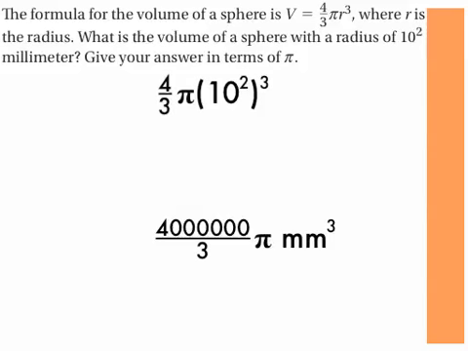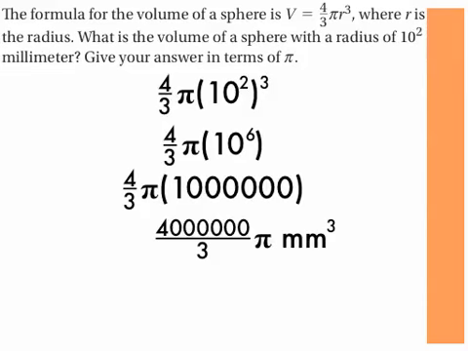First thing I need to do is go ahead and plug in 10 squared for the radius. Notice that I have a power to a power, 10 squared raised to the third power. Right now I'm just going to keep bringing down 4/3 and then times pi. So when I multiply 2 times 3, I would get 10 to the 6th power. Well, 10 to the 6th power is written as 1 million. Then I can go ahead and combine. I can multiply 1 million times 4/3, which would give me 4 million over 3. And then pi millimeters cubed would be my volume.